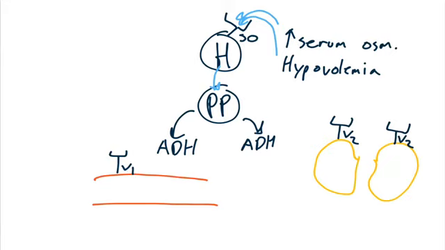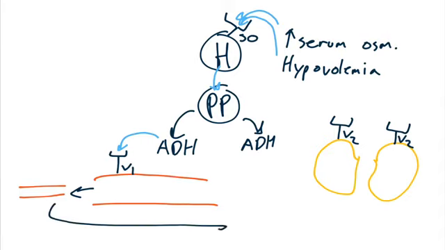So now the question is, what does ADH do in the body? Well, starting with the blood vessels, ADH will act on the V1 receptors to cause vasoconstriction. So we'll just show this blood vessel constricting. This vasoconstriction will cause increased blood pressure, and this is helpful in a patient with low body fluid.